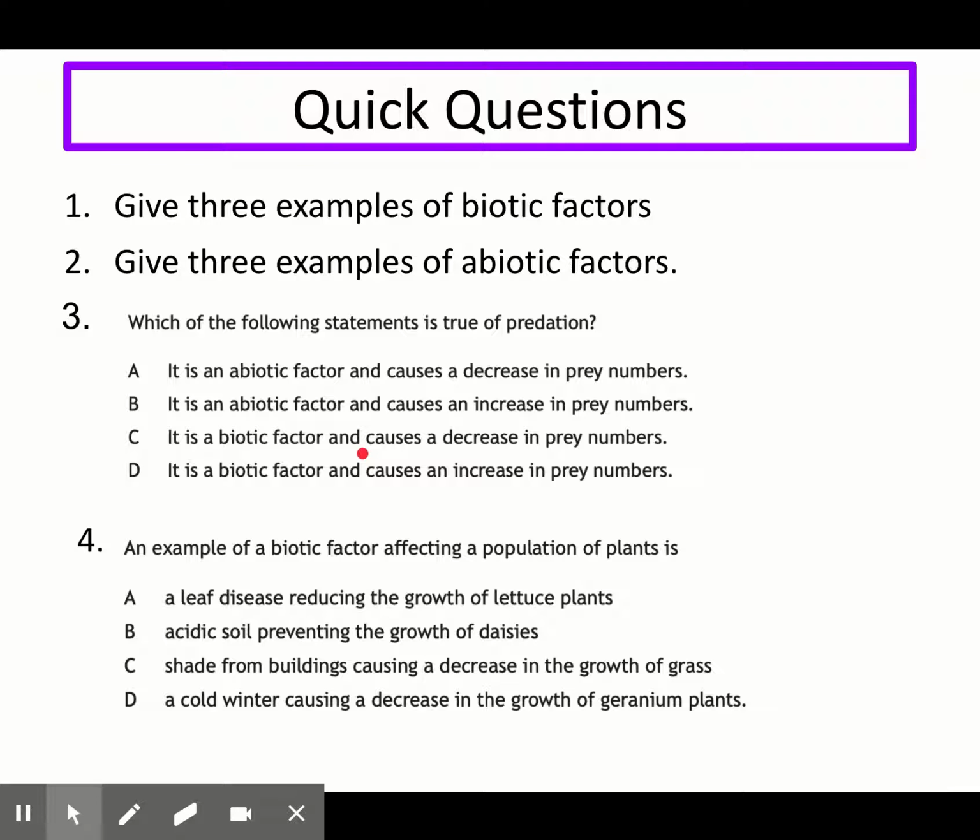So what we're going to do now is we're going to try some quick questions on what we've covered so far to check our knowledge before we move on. So pause the video here and try these questions, either by saying the answer out loud or writing them down. And when you're ready, play the video and we'll go through the answers.